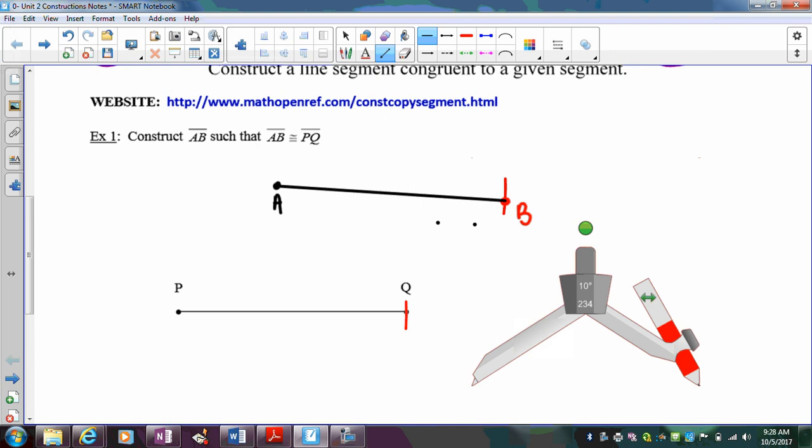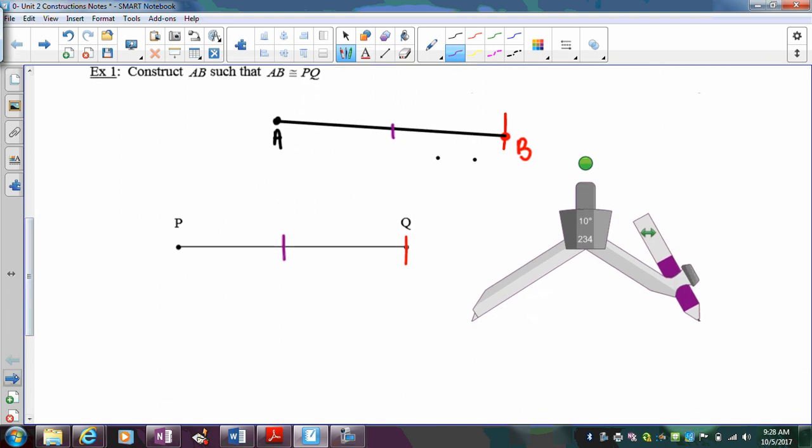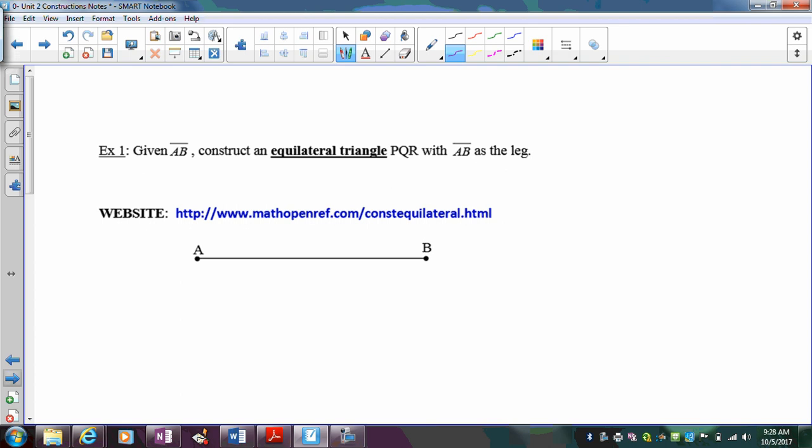So now I can say that these two segments are congruent to each other. So we could put a little slash on them representing that they are the same length because I measured them with my compass. Let's go ahead and try another example where we're going to be using segments, but now we're going to make triangles with the segments.